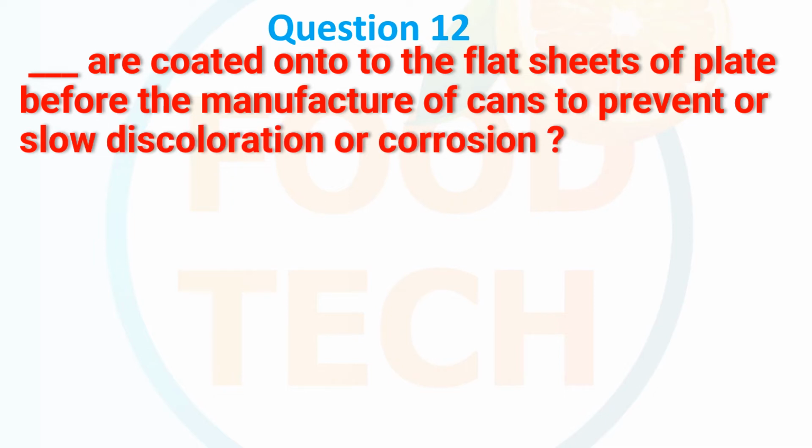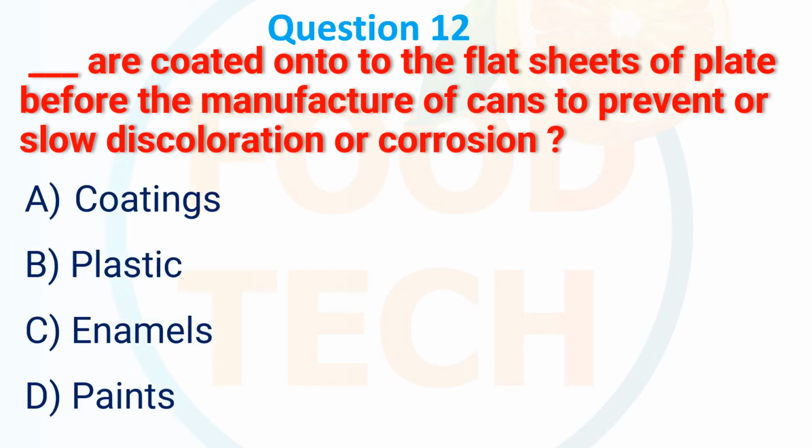Dash are coated onto the flat sheet of plate before the manufacture of cans to prevent or slow discoloration or corrosion. A. Coating. B. Plastic. C. Enamels. D. Paints. The answer is C. Enamels.